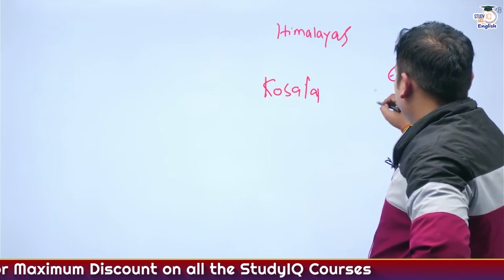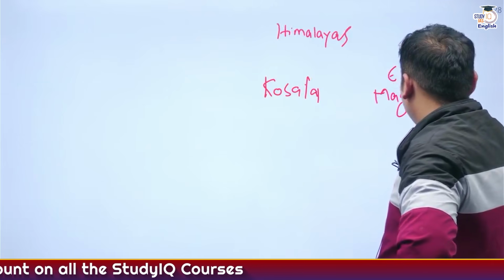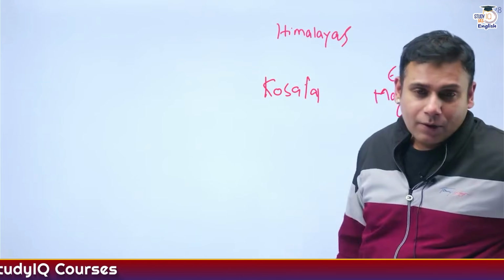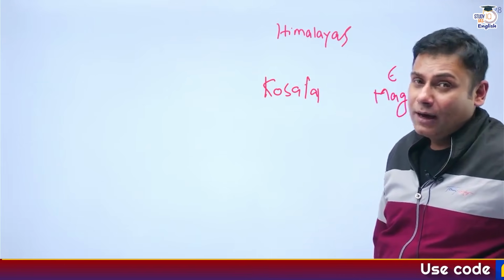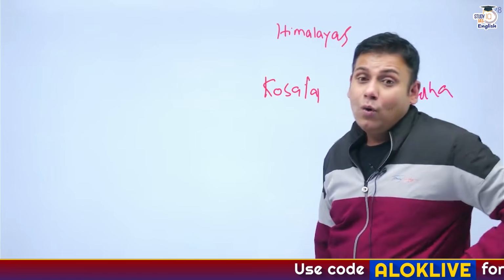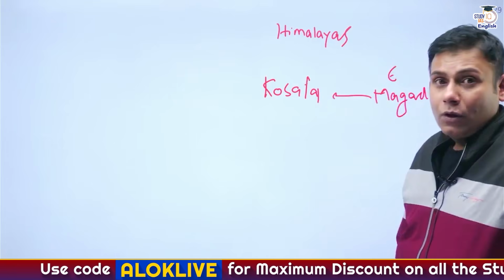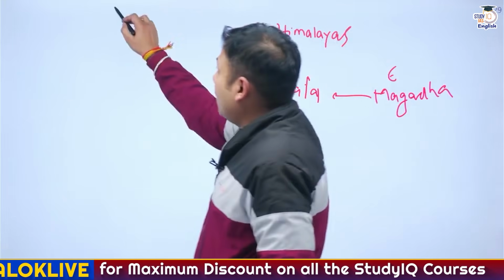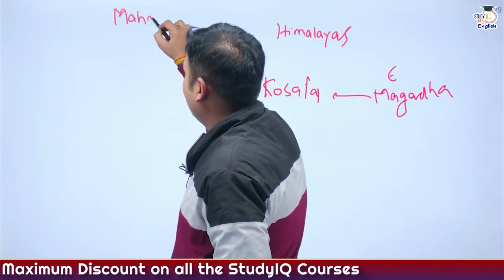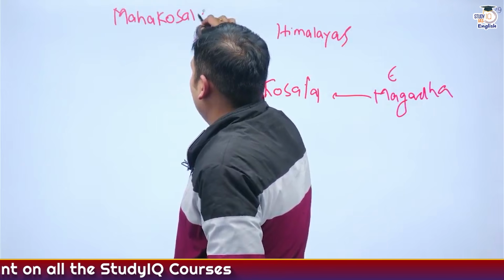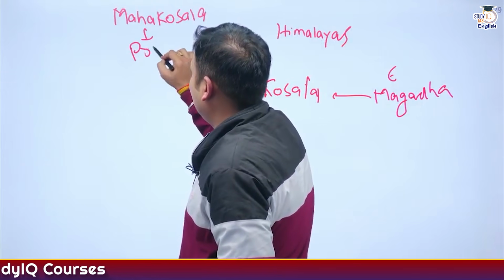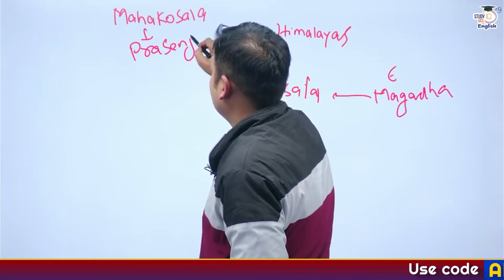Here in the eastern part, you have Magadha. Now, what will happen in that case? Magadha will capture you. So, the ruler of Kosala was Mahakosala. Pay attention carefully. Now, Mahakosala was succeeded by his son, whose name was Prasenjit.